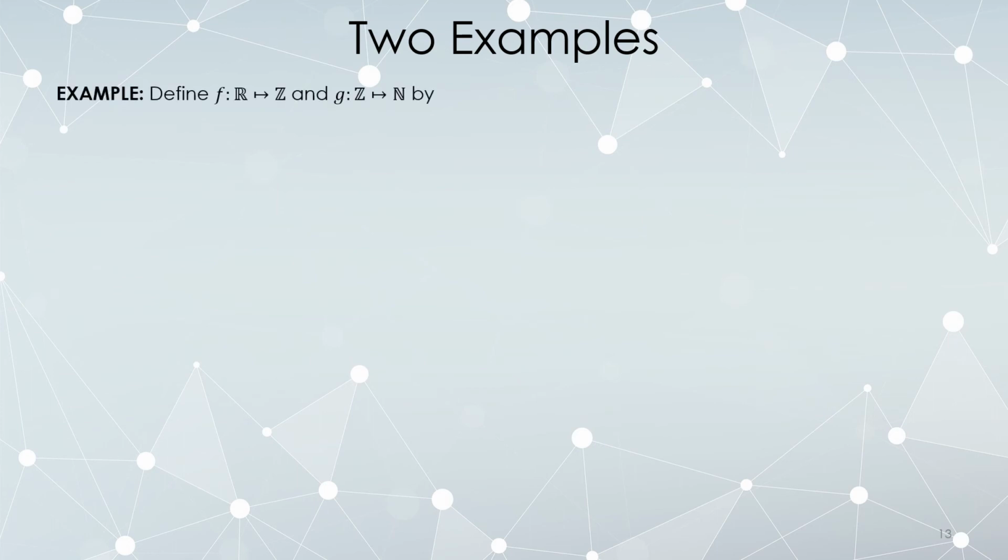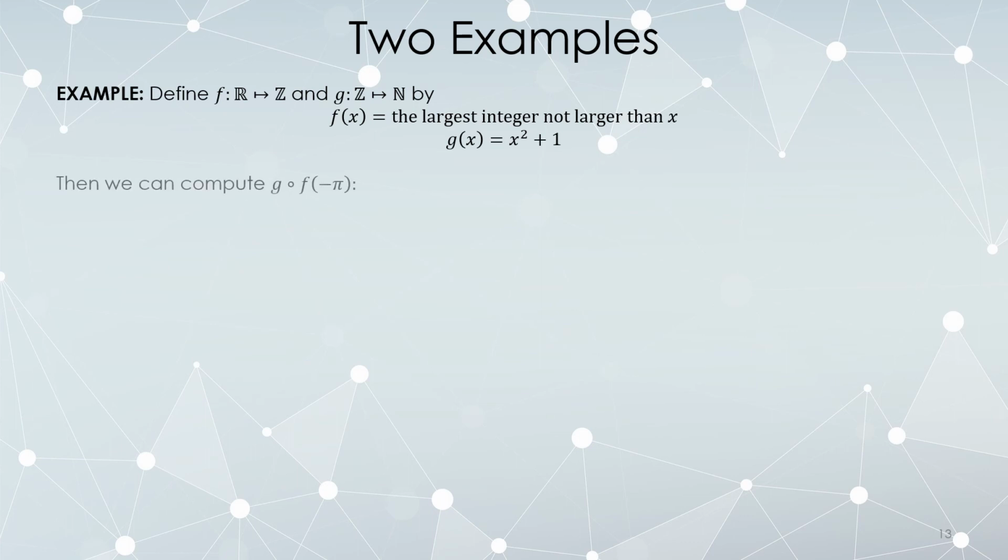First, I have a function from the reals to the integers and then a function from the integers to the naturals, where f of x is x rounded down, and g of x is x squared plus 1. So f rounds numbers down, and then g squares them and adds 1. So I can do this composition in this order because the codomain of f is the same as the domain of g. So the range of f is a subset of the domain of g. So take any real number you want and plug it into f, and then plug that into g. So that's what we're going to do over here.